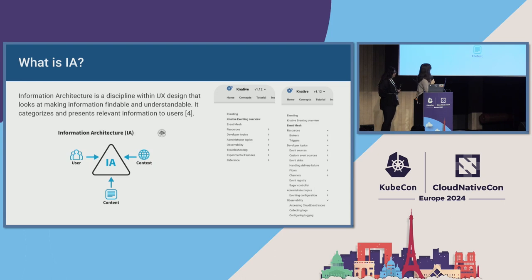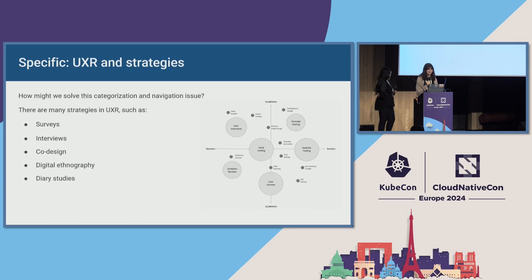So what is information architecture? It's kind of like a sub-discipline within UX design where you're trying to present information to the user in a way that's understandable, easy to find, and that makes sense on an intuitive level. And it categorizes and presents relevant information. So for this issue that we have presented, what specific UX research strategies are there?